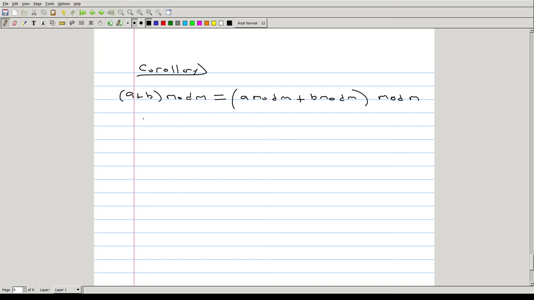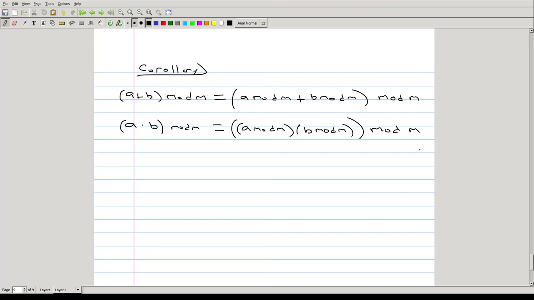And similarly, (A times B) mod M can always be computed by doing A mod M, multiplying it by B mod M, and then taking the mod, the remainder of this result.